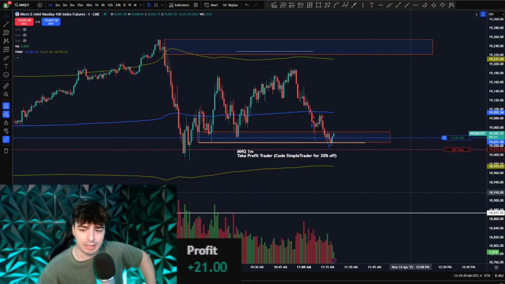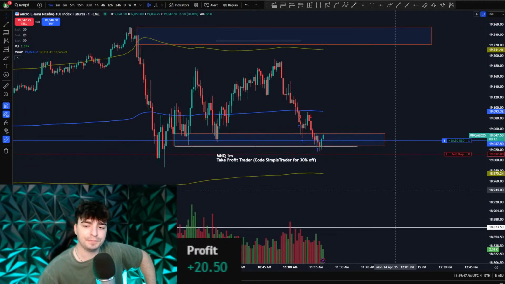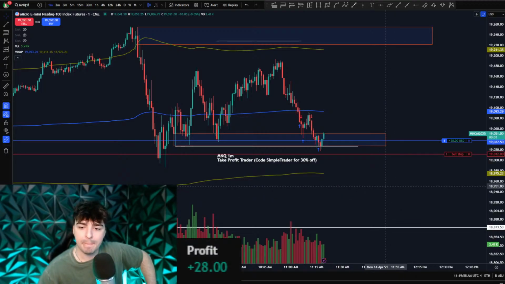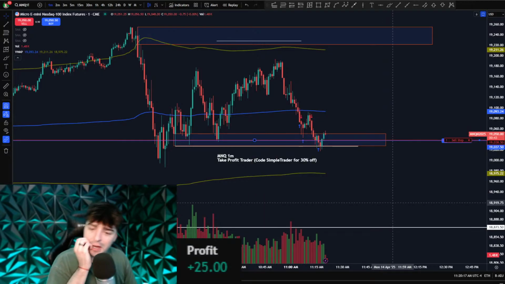Needs to get out of this box now. Get out of this zone. And maybe we have a chance. There we go. Come on, God Candle. Come on, just get out of here. I might just go to break even. Yeah, I don't want to get too tilted here.